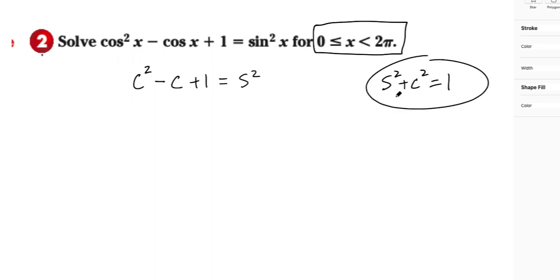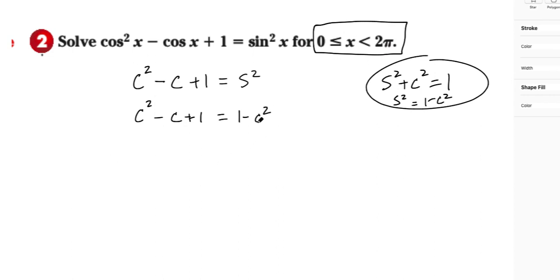So what I'm thinking I'm going to do is substitute sine squared for 1 minus cosine squared. So now everything is in terms of cosine. So cosine squared minus cosine plus 1 is equal to, let me make a plus sign, 1 minus cosine squared. Okay, this is looking good.